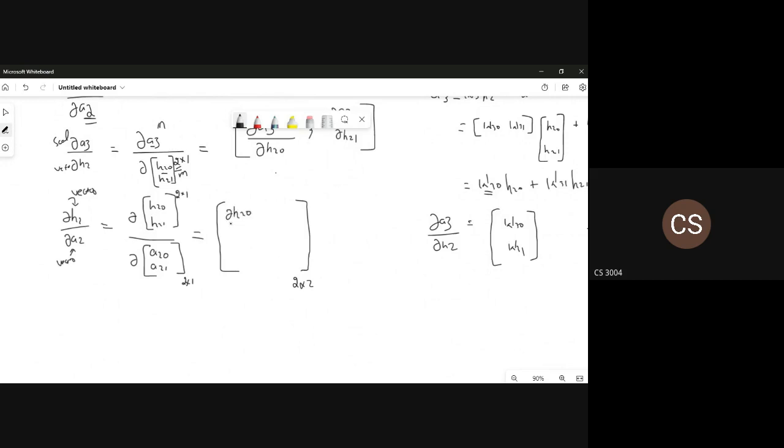The first step is clear. I can take the derivative of H20 with respect to A20. Then I can take the derivative of H21 with respect to dou A20. This is one way, right? Or I can place the other element here as well, H20 with respect to dou A21. This is also fine. Once again, it is about placing this partial derivative, whether as a row vector or a column vector.